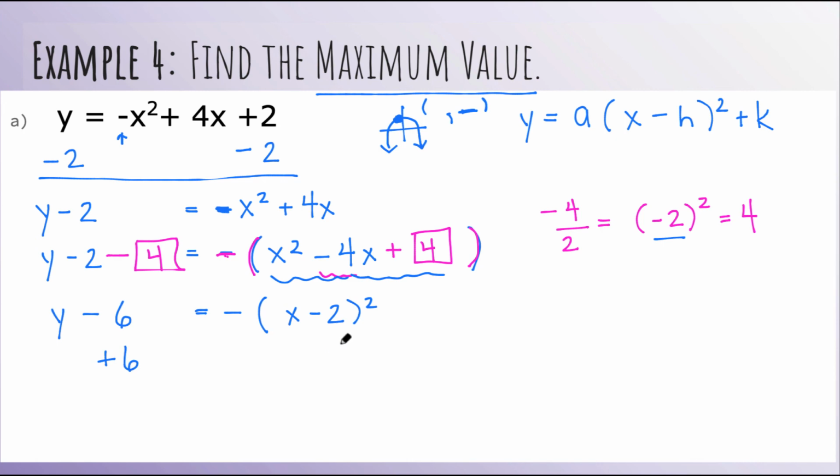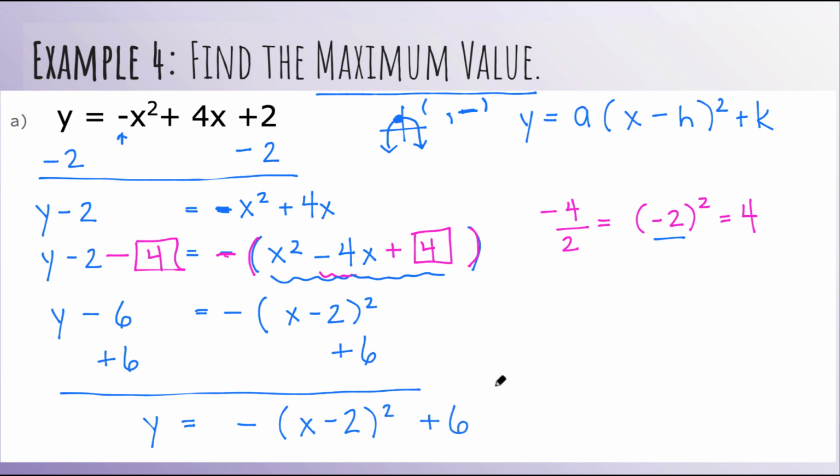Getting this into vertex form, we're adding 6 on both sides. So we end up with y is equal to -x minus 2 squared plus 6. So looking at this, we know that our h, k, our vertex is going to be at 2, 6. And since this is a maximum value, we know our y value of our ordered pair is our maximum value. So maximum equals 6.